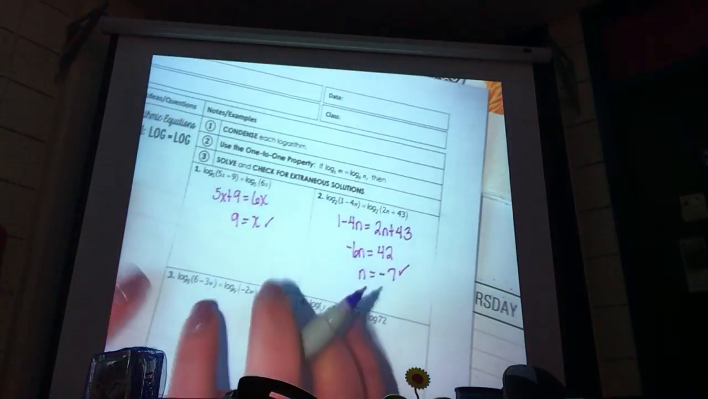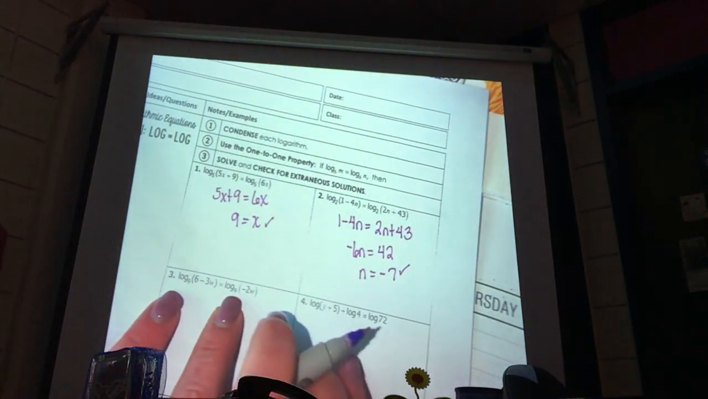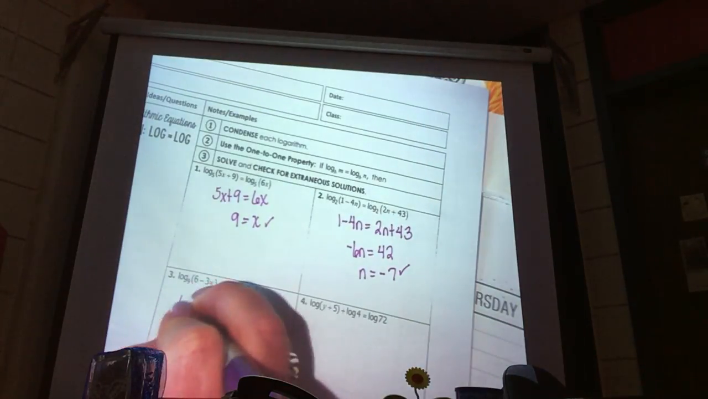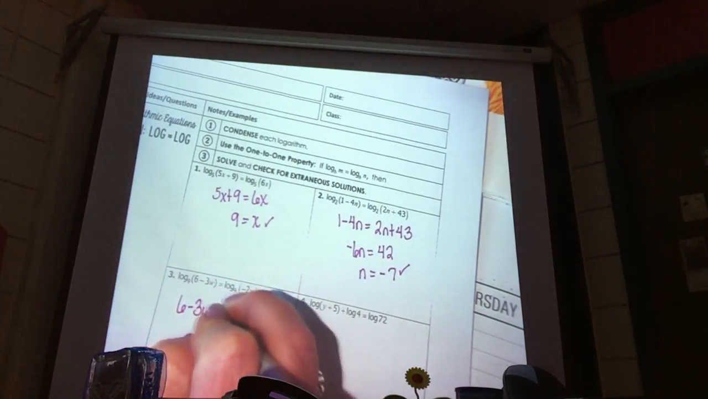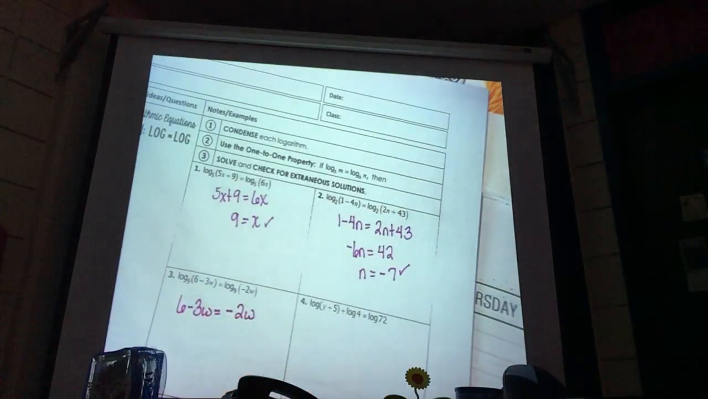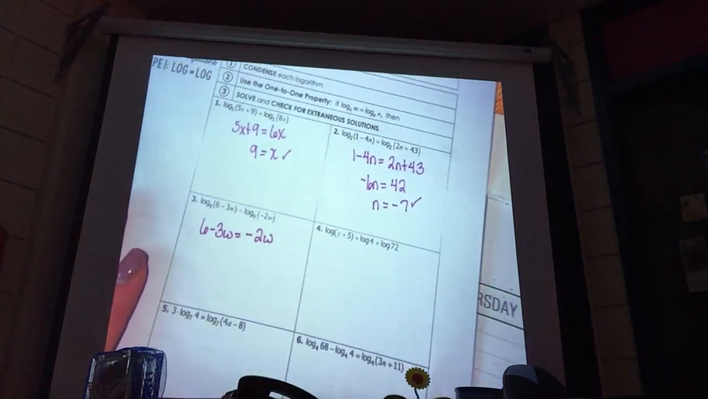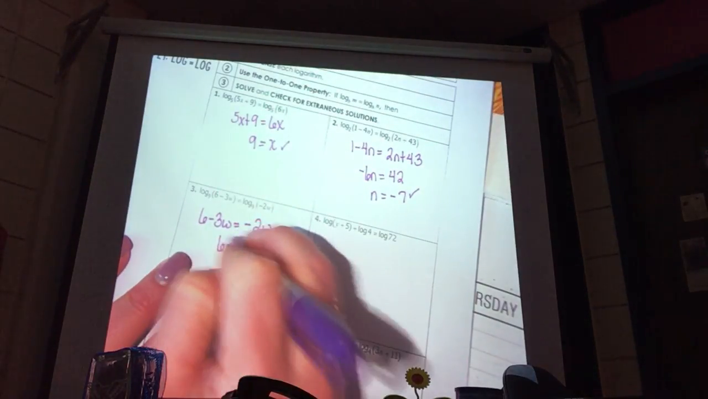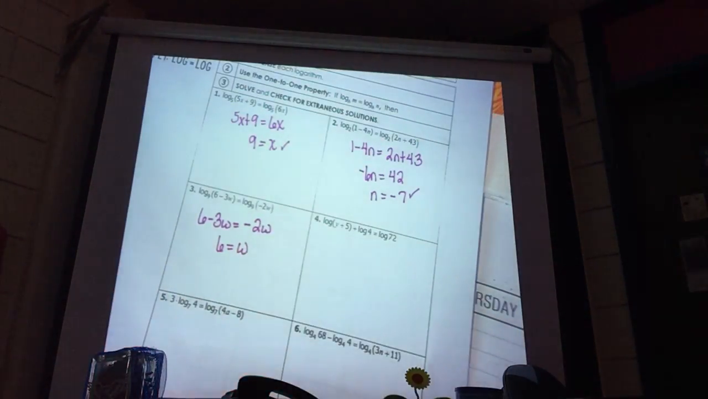All right, let's look at number 3. These are both log base 9. So I have 6 subtract 3w is equal to negative 2w. Can I solve that? Can I add 3w? And I get 6 is equal to w.